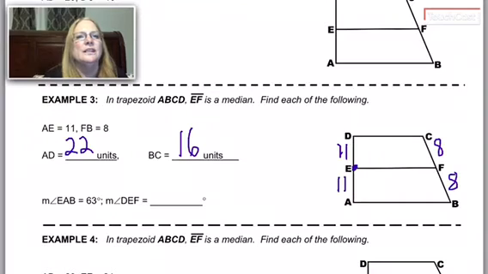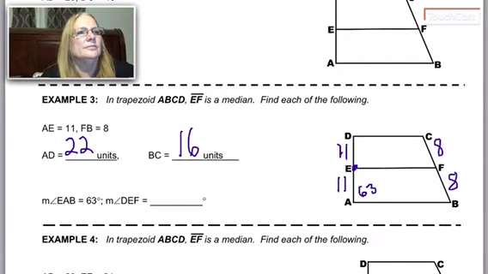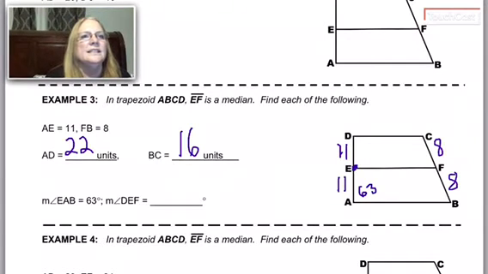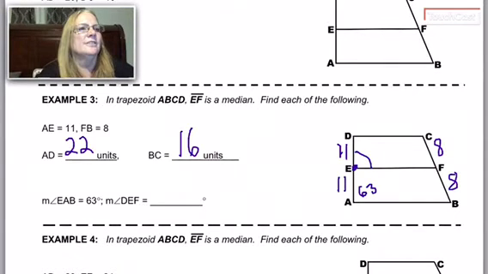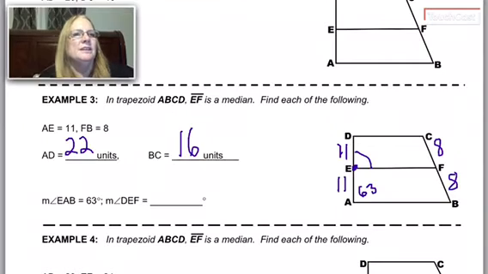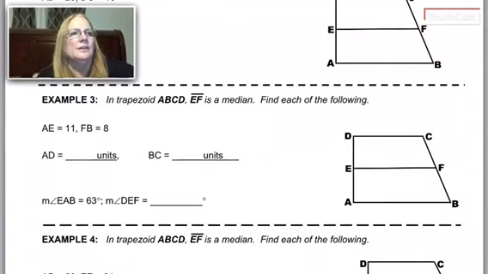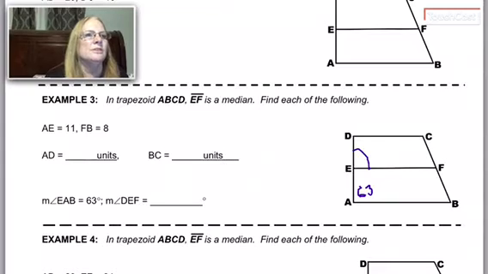Same picture, EAB is 63. DEF. That is this right here. So let me clear the board for just a moment. Okay, I'm going to go back and just look at 63 right here. And they're asking for this one.